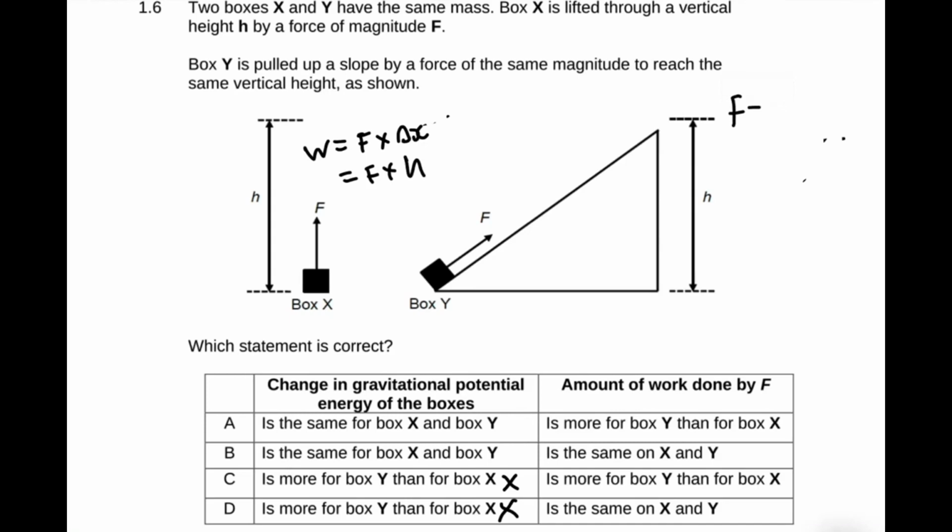The work is equal to the force multiplied by the change in position. The force applied is said to be the same, right? F. But then the change in position of box Y is the hypotenuse, right? And we know that the hypotenuse will always be greater than any of the other two sides of the triangle. So the work done on box Y is more than that done on box X. So for 1.6, I'm going with A.